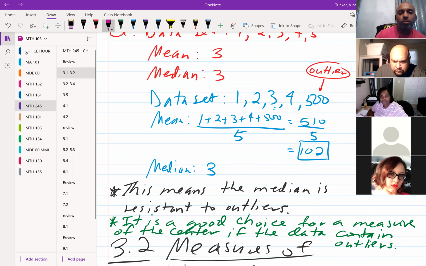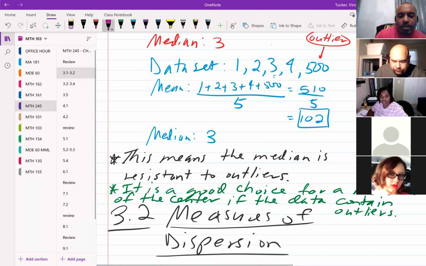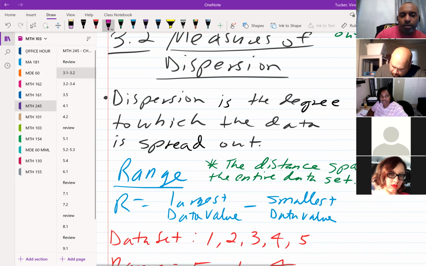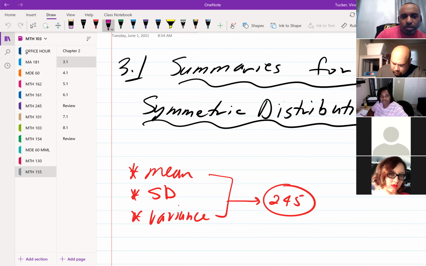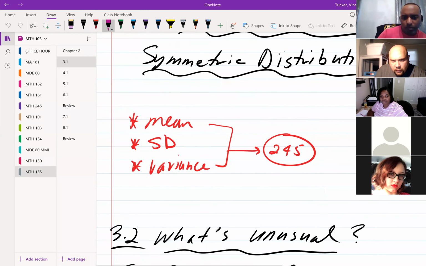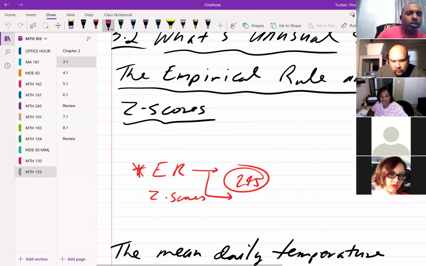Yep, not a problem. All right, don't copy anything yet. Don't copy anything yet. We have to go to, let me make sure. Yep, standard deviation variance. So is that all in one, two? Okay, all right.